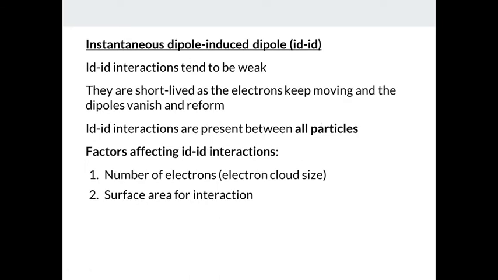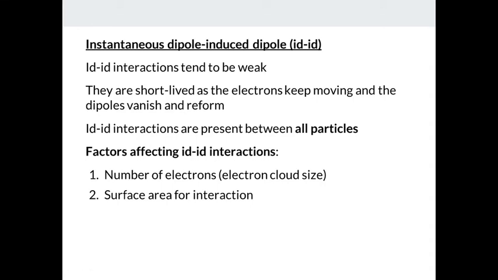So ID-ID interactions tend to be weak. They are short-lived as the electrons keep moving and the dipoles keep vanishing and reforming. And ID-ID interactions are present between all particles. So there are 2 main factors affecting the strength of ID-ID interactions. Firstly is the number of electrons, or the electron cloud size, and secondly is the surface area for interaction.